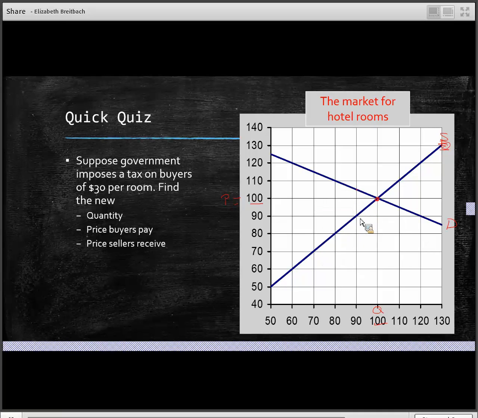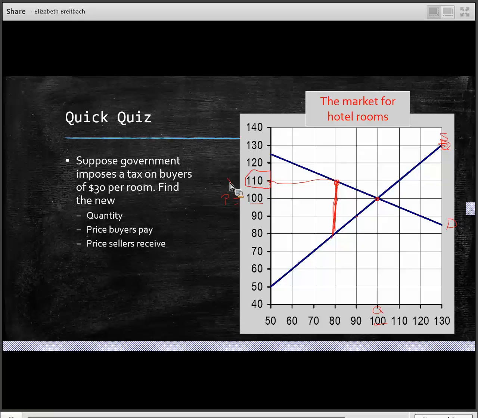And so here we have our tax where we hit the demand curve. Remember, here's where we hit the demand curve, and that must be the price that buyers pay. So the new price that buyers pay is going to be 110. The price buyers pay goes up, and now the price that sellers receive has gone down to 80. So we know the price buyers pay is equal to 110, and the price sellers receive is 80.